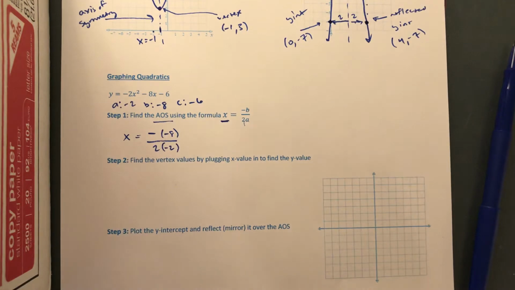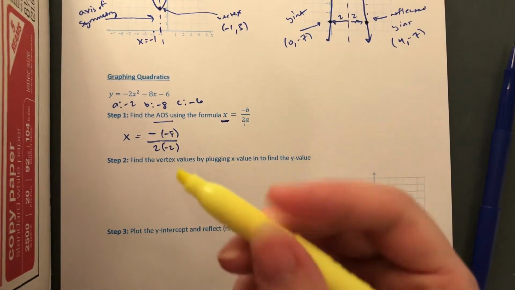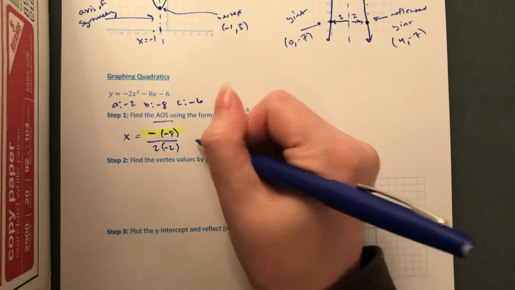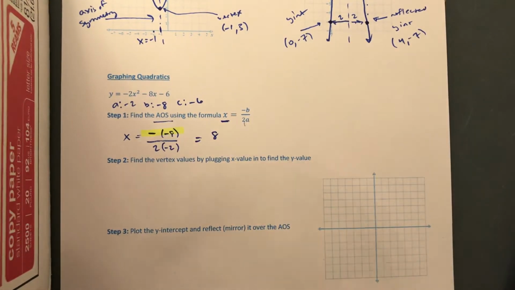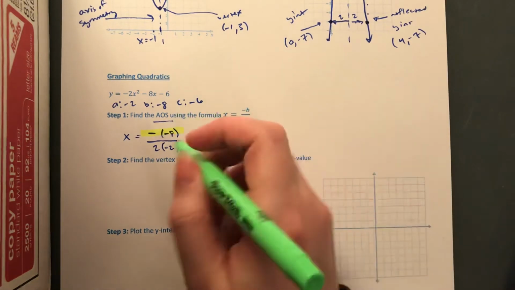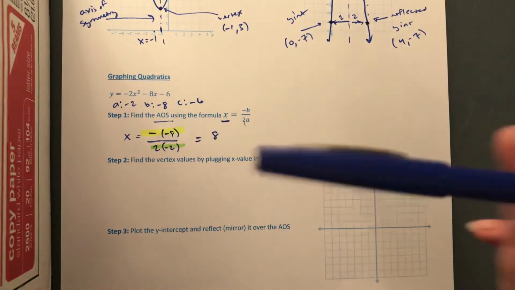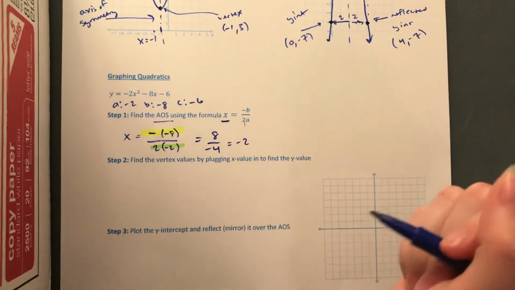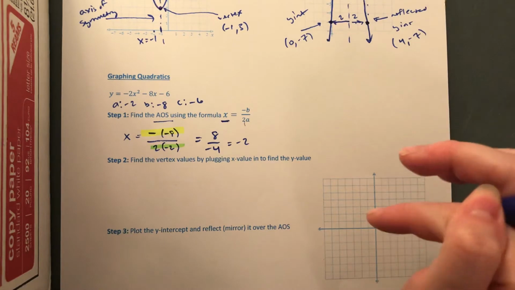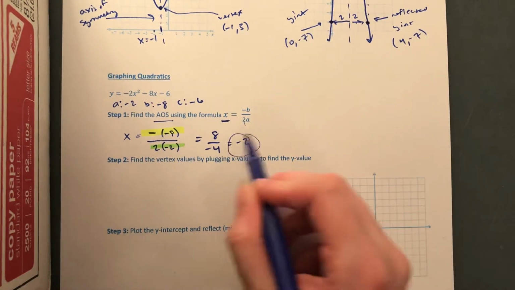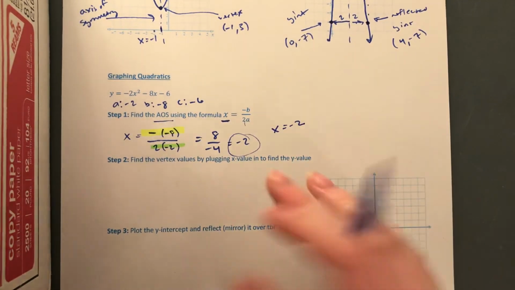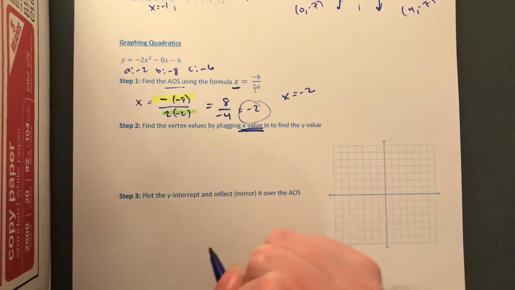But remember, we're going to simplify. I'm going to start by just simplifying the top, and then I'm going to simplify the bottom. So I'm going to start by just simplifying -8. Okay, negative and a negative makes a positive, so it's just 8. And then I'm going to come through and I'm going to simplify the bottom. 2 times -2 makes -4. And then 8 divided by -4 is -2. All right, so we just found the axis of symmetry. So the line of axis of symmetry is x equals -2, but it's also the x value of your vertex.